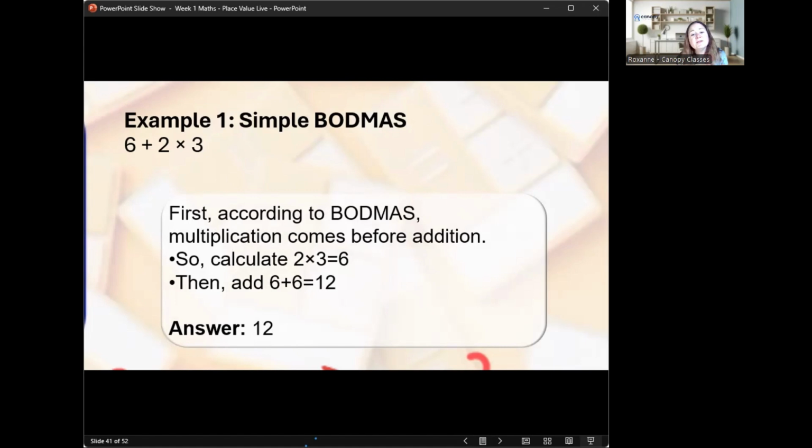We have to do the 3 times 2 first, which is 6. Then because that's a 6, we can just add it to the other 6 to get 12. Okay, that's how it works.